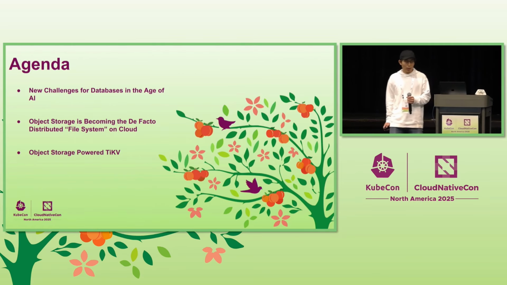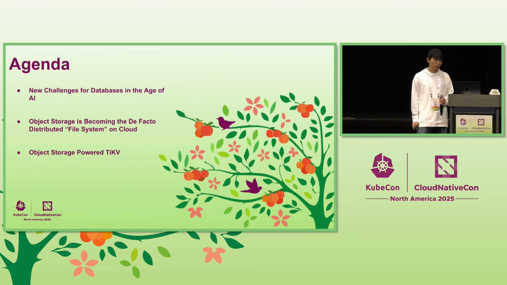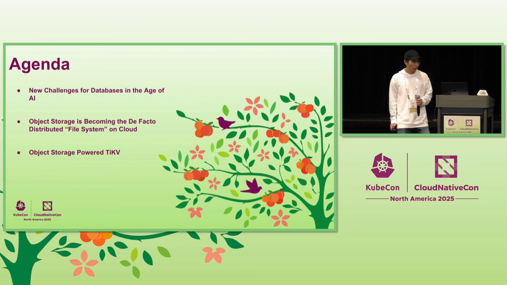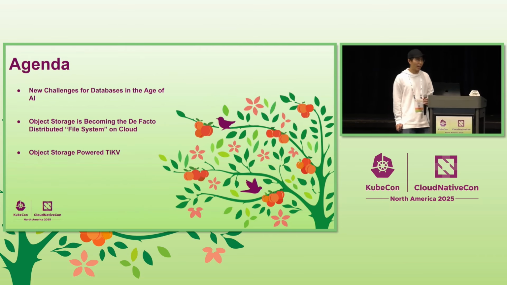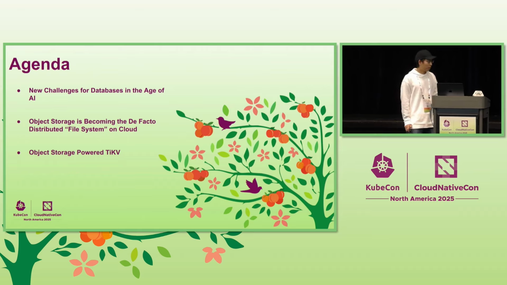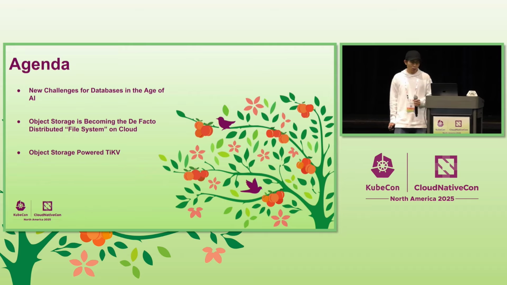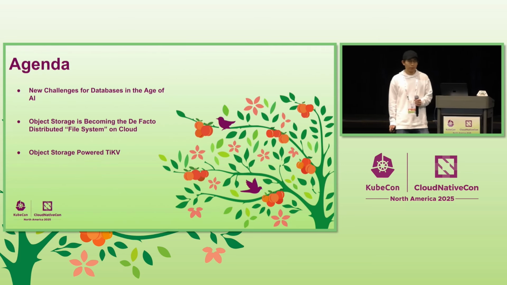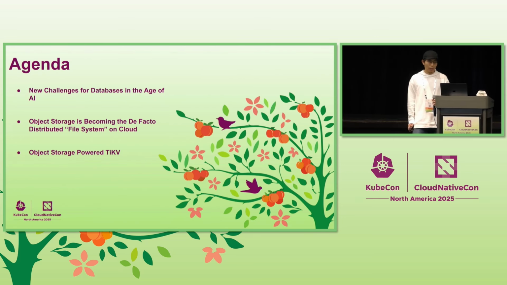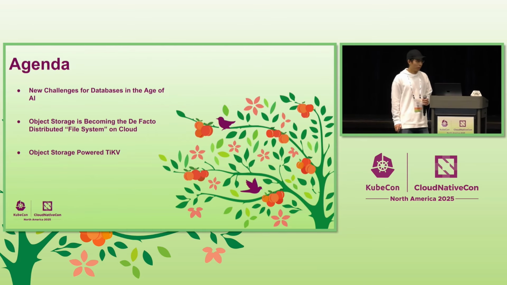Today's sharing will cover 3 major topics. The first topic is about the new challenges for databases in the age of AI. I know AI is a very hot topic right now. The second topic is about object storage. It's becoming the de facto distributed file system on the cloud. And the third topic is about how we leverage object storage in our system.